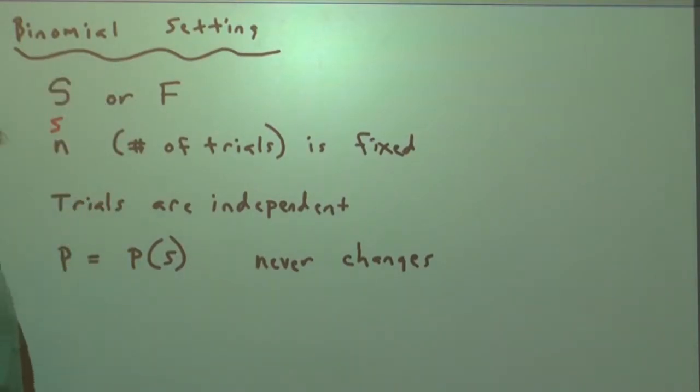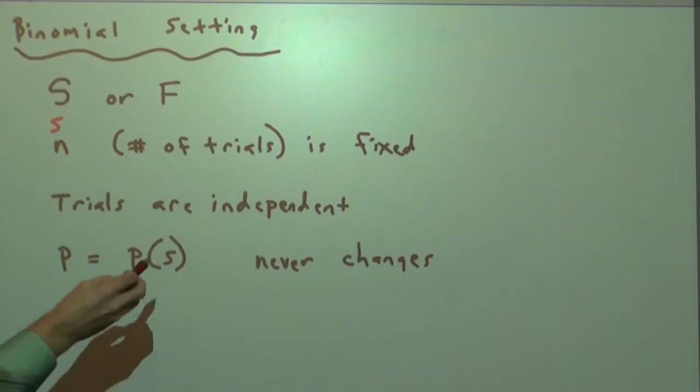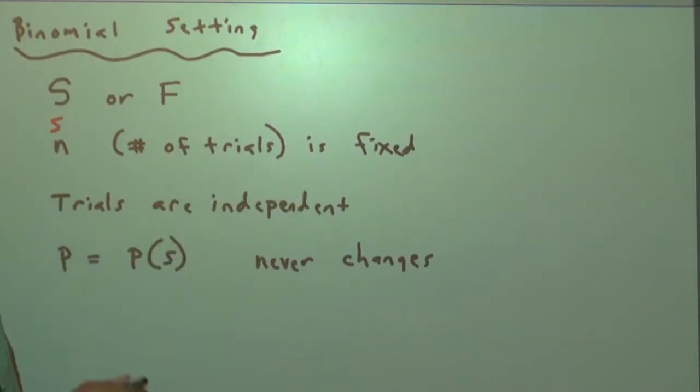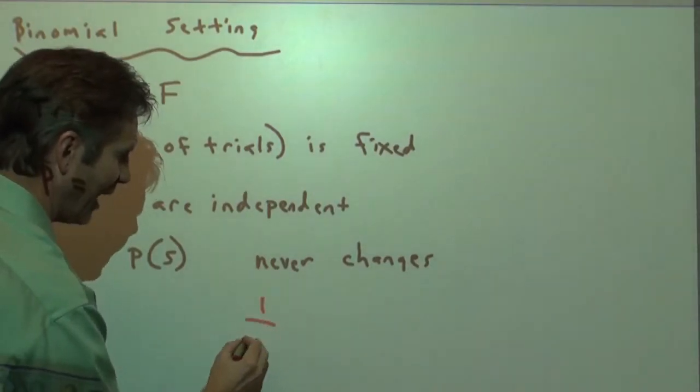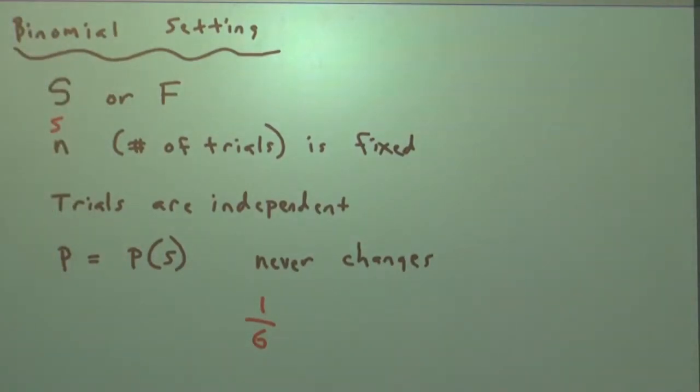N is the number of trials, so it's like how many times are we going to roll the die. It has to be fixed, so going into the problem we say, hey, we're going to roll the die 9 times or 10 times or whatever. So it's got to be fixed in the problem. The trials are independent, so each roll doesn't affect the roll before it or the roll after it. And because they're independent, the probability of success is locked in, it never changes. So for example, our probability of rolling a 5 would be 1/6. It never changes from roll to roll.